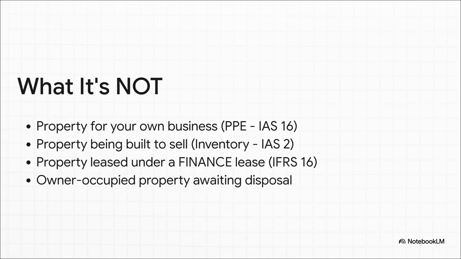Look, knowing what it is is only half the battle. We've got to talk about what it is not, because this is where the exam traps are. Examiners love this stuff. So if you use a building for your own business, like your headquarters, nope, that's PPE under IAS 16. What if you're a developer building houses to sell? That's your inventory under IAS 2. And be so careful with leases. If you lease it out under a finance lease, that's a whole different set of rules. Knowing these differences is absolutely key.